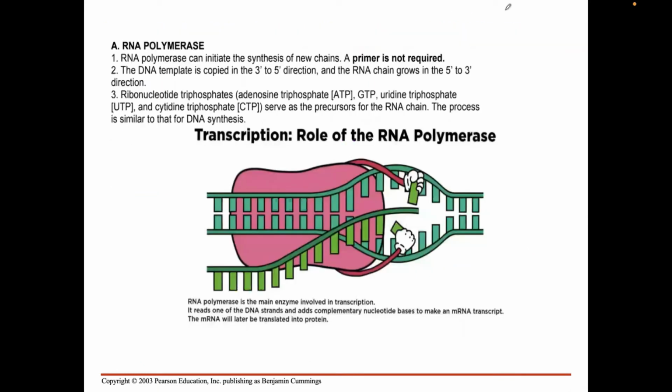Ito na yung sinasabi natin parang kanina lang. Meron lang tayong picture dito, illustration on how the RNA polymerase works. Okay, so meron po tayong ganito. The RNA polymerase is the main enzyme involved in the transcription. Pakitandaan, wag na wag kalilimutan. Ano yung main enzyme involved in the transcription? It is what we call the RNA polymerase. It reads one of the DNA strands and adds complementary nucleotide bases to make an mRNA transcript. And then the mRNA will later be translated into protein.